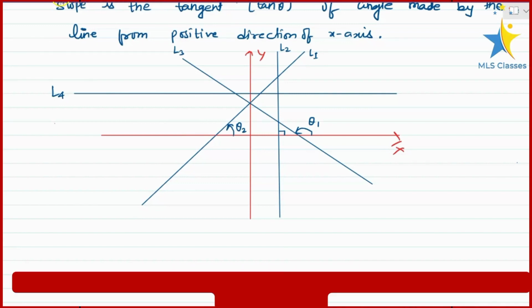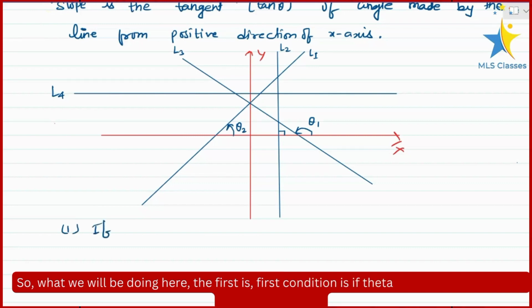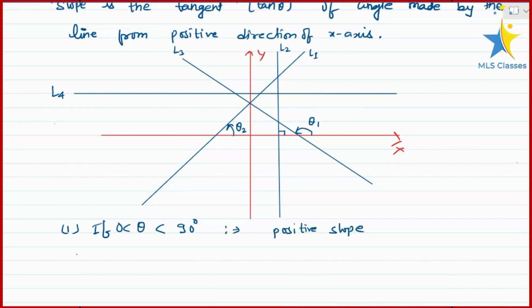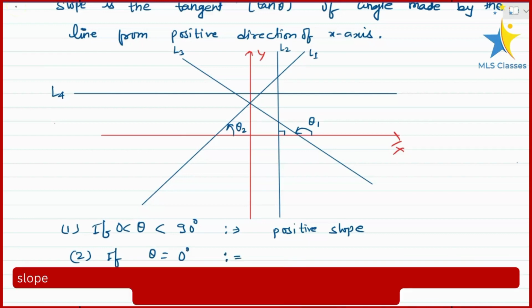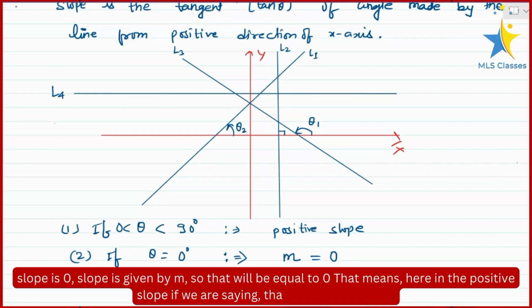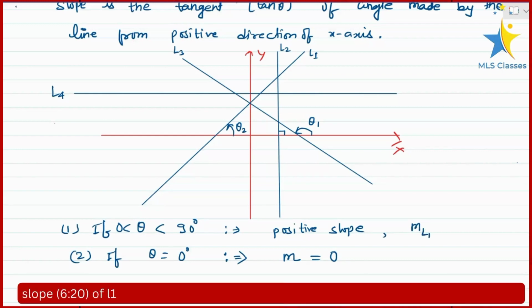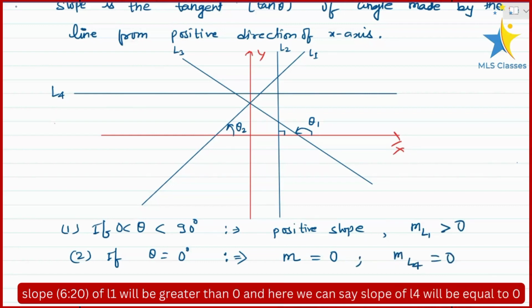The first condition is if theta is less than 90 degrees but greater than 0, then the slope is positive. Second condition, if theta equals 0 degrees, the slope, given by m, equals 0. That means we can say the slope of L1 will be greater than 0, and the slope of L4 will be equal to 0.